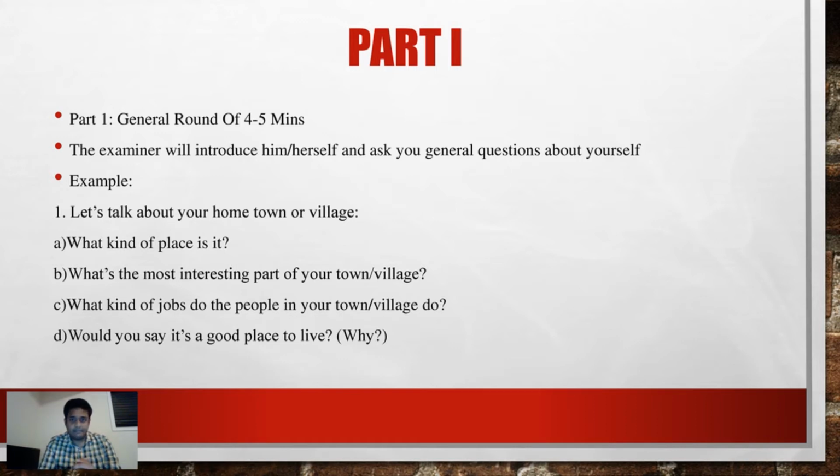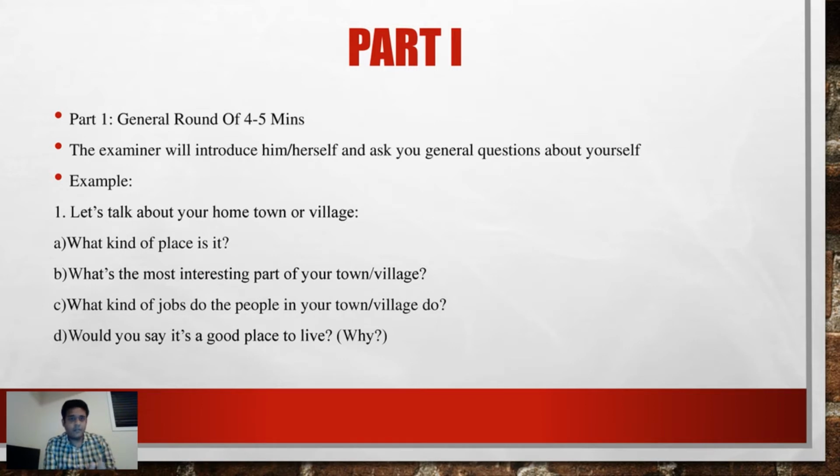Let's look at an example. The examiner is asking you, let's talk about your hometown or village. In this discussion, you have sub-questions. What kind of place is it? What's the most interesting part of your town or village? What kinds of jobs do people do in your village or town? And would you say it is a good place to live?